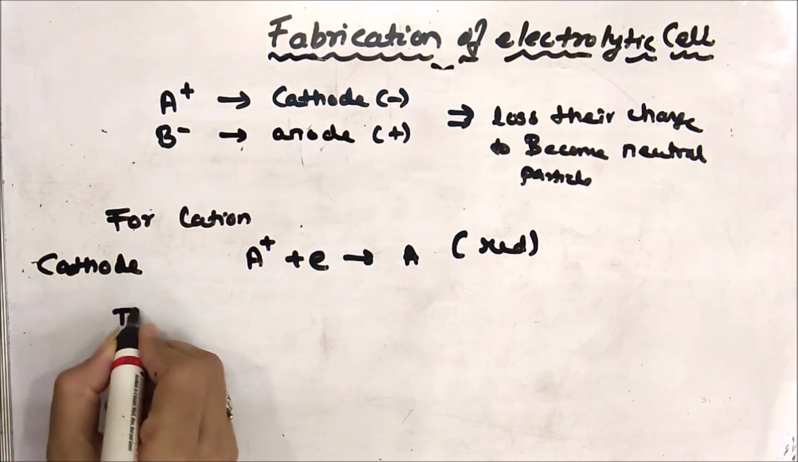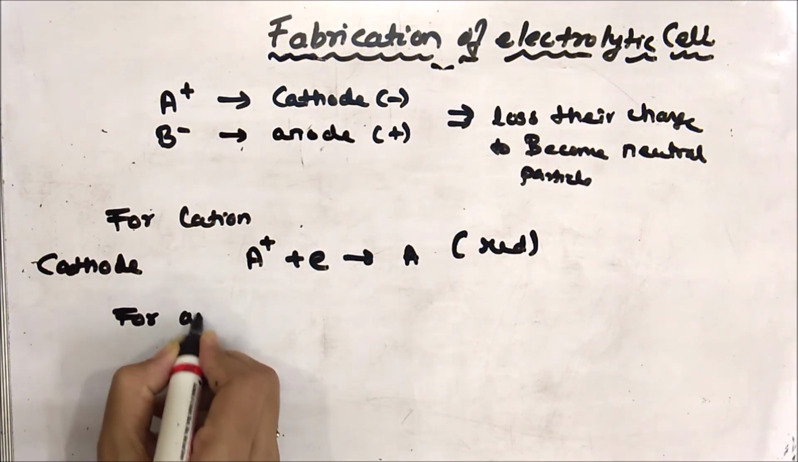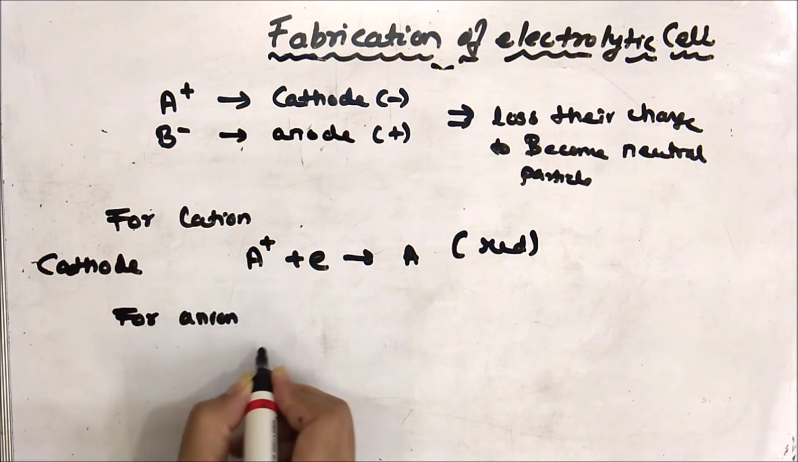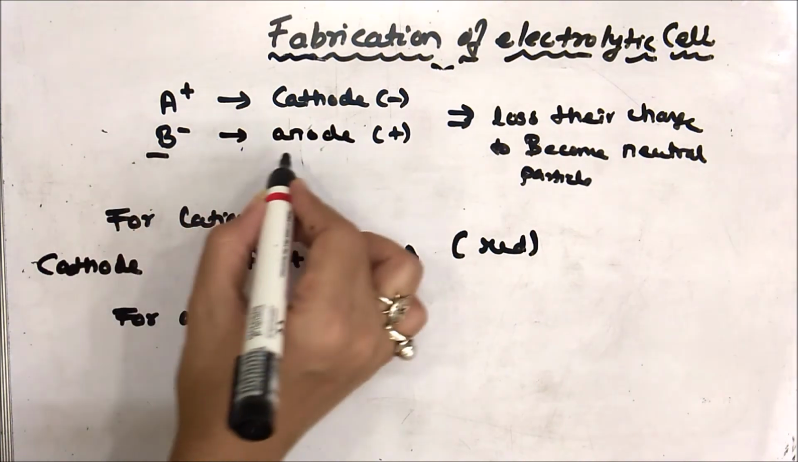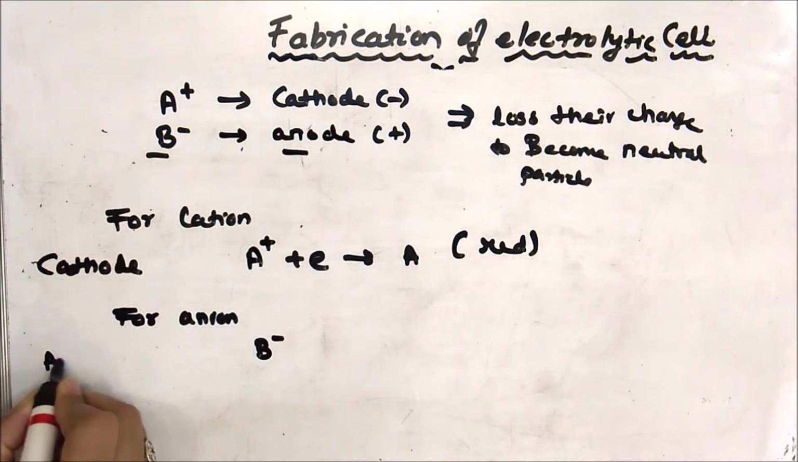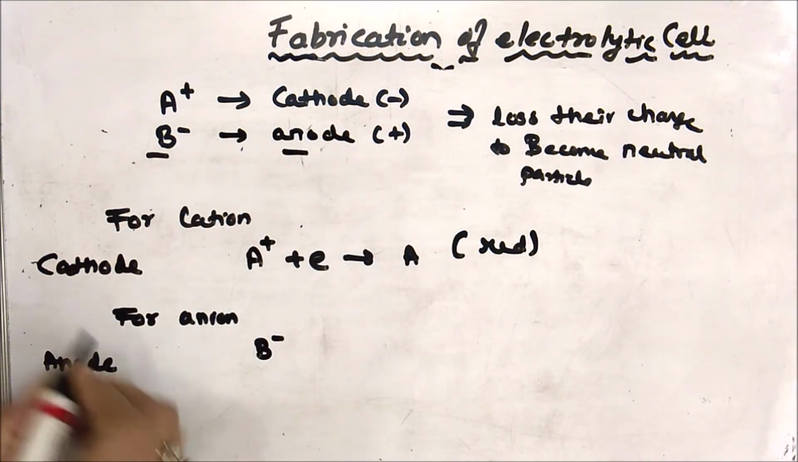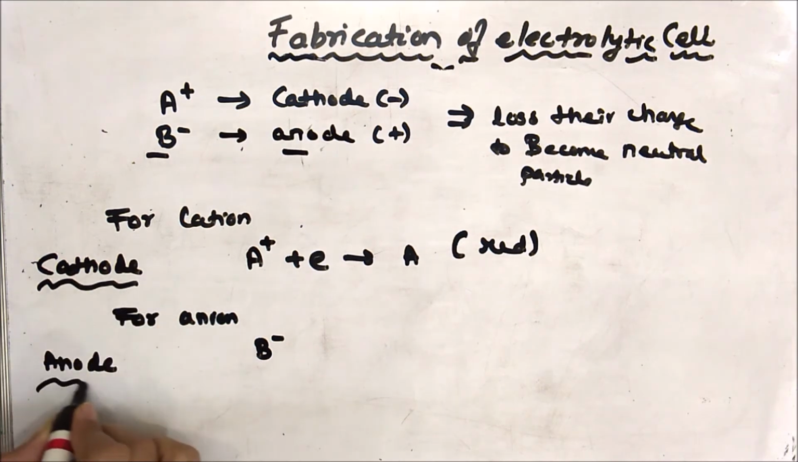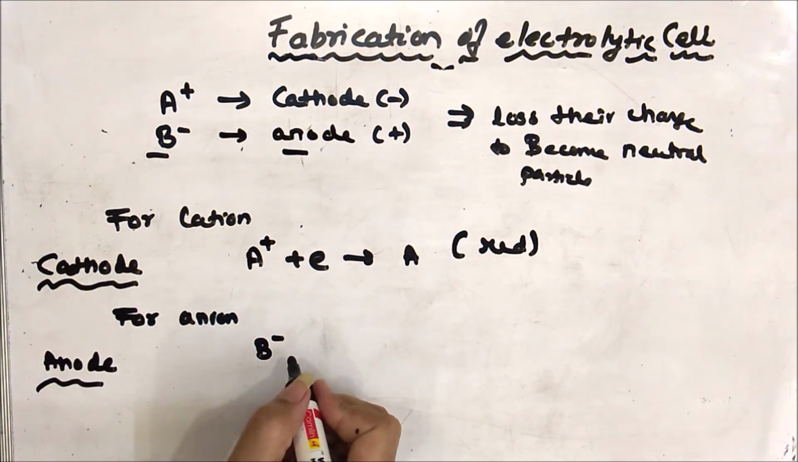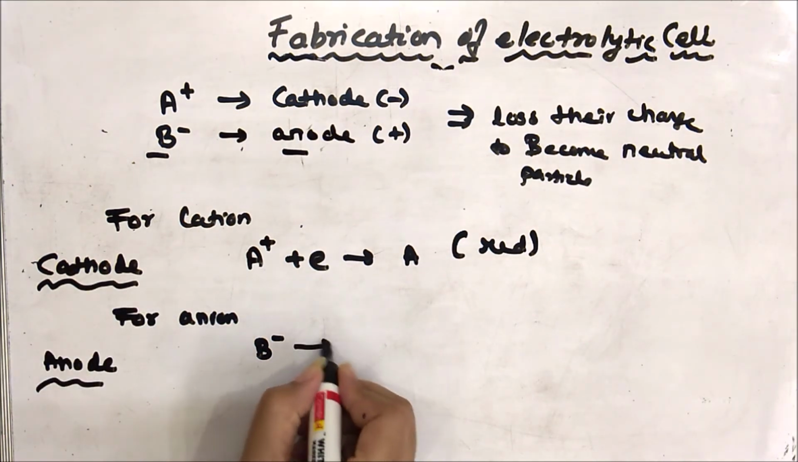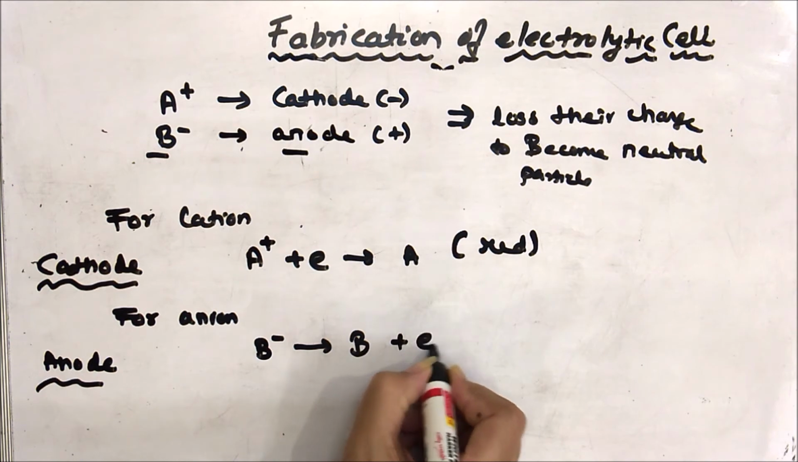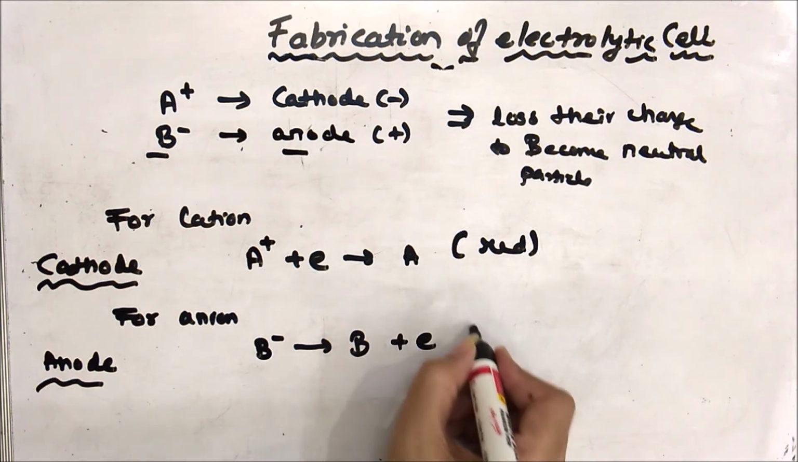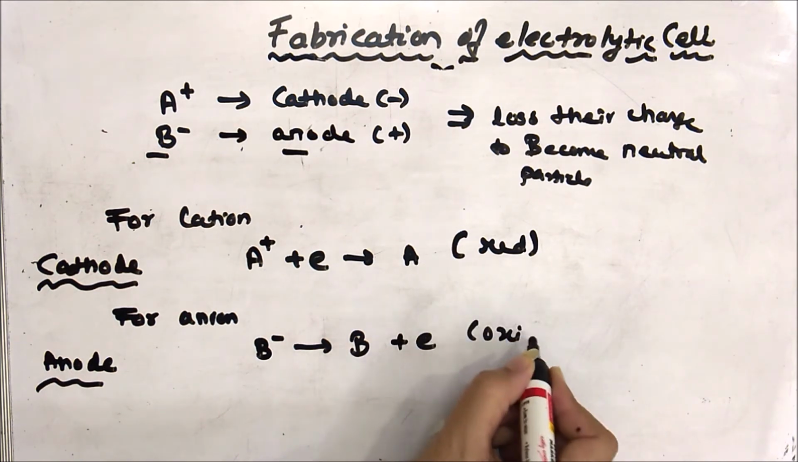And if you talk about the anion, the anion is negatively charged, so it moves towards the anode. So we are talking about the reaction at the anode. At the anode, what will happen? This B negative will move towards the anode, and it will convert into B and lose its electron, right? So this process is called the oxidation process.